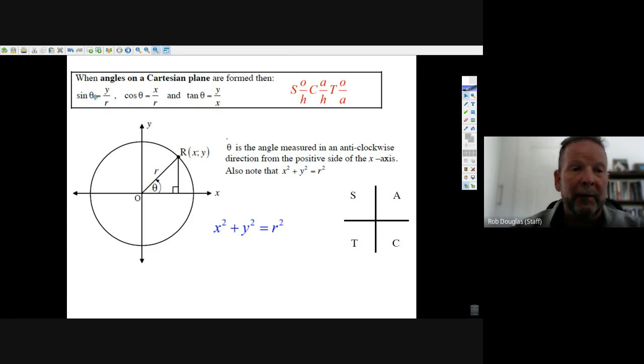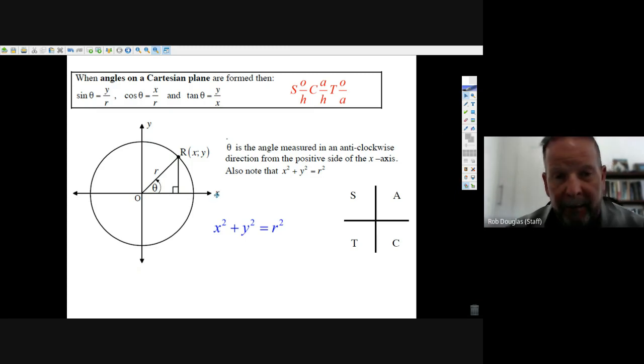So there you have it. Sine of any angle is y over r, cosine is x over r, and tangent of the angle would be y over x. Well, this works all the way around. We know right here, we start x as 0 degrees. The y-axis pointing up is 90 degrees. Over here is 180. Down here is 270, and back to where we start is 360 degrees.